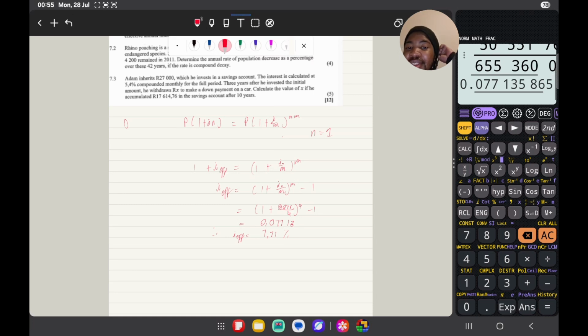And remember, by definition, what is this? The effective rate is the interest rate that we use in a simple interest formula that gives you the same accumulated amount as the interest rate in your compound interest.